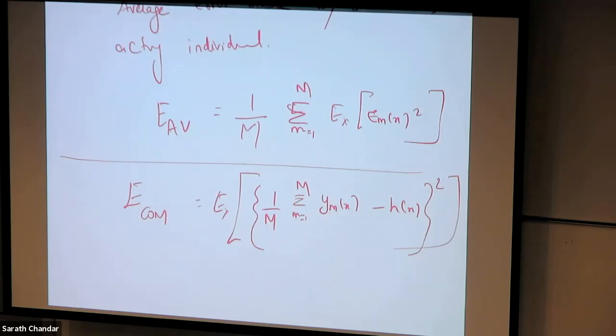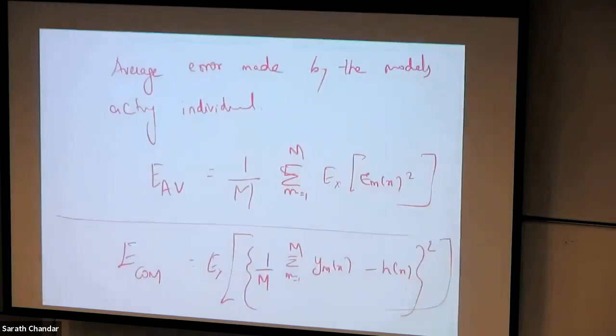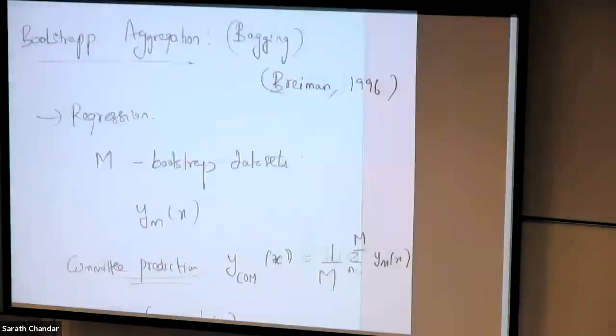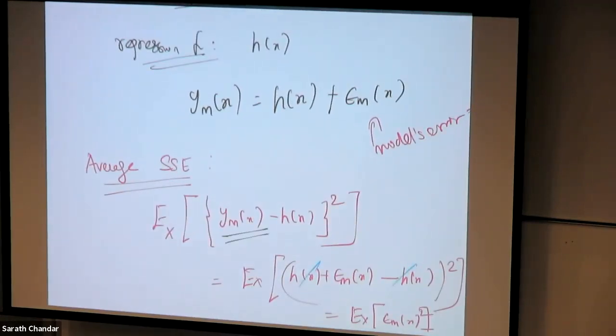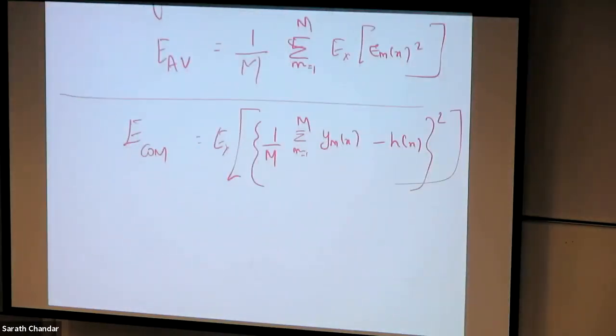So previously, when you had only one model, the model's prediction was y_m of x. Now we have a committee of models. They are doing bagging. So my model's prediction is given by the average of the committee minus the true function, right? Now let's see what this is equivalent to.